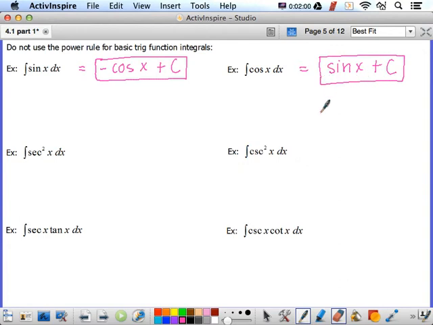If we want to find the indefinite integral of secant squared of x, we know that secant squared of x is the derivative of whom? Tangent of x. So the integral of secant squared has to equal tangent of x plus c. And we can always check these by looking at the final answer and making sure that its derivative is the original problem.